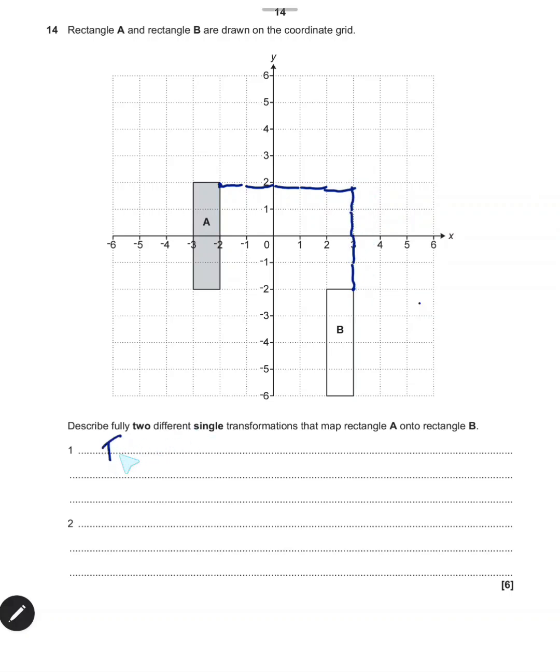So that is called a translation. When we've just moved left and right, we can say translation, and then we're going to use a vector. 5 to the right, we just put a 5 on the top, and 4 down, we have to put a negative 4. This top number is left and right. This bottom number is up and down. Positive numbers go right, positive numbers go up. That's why I've written negative 4 there.